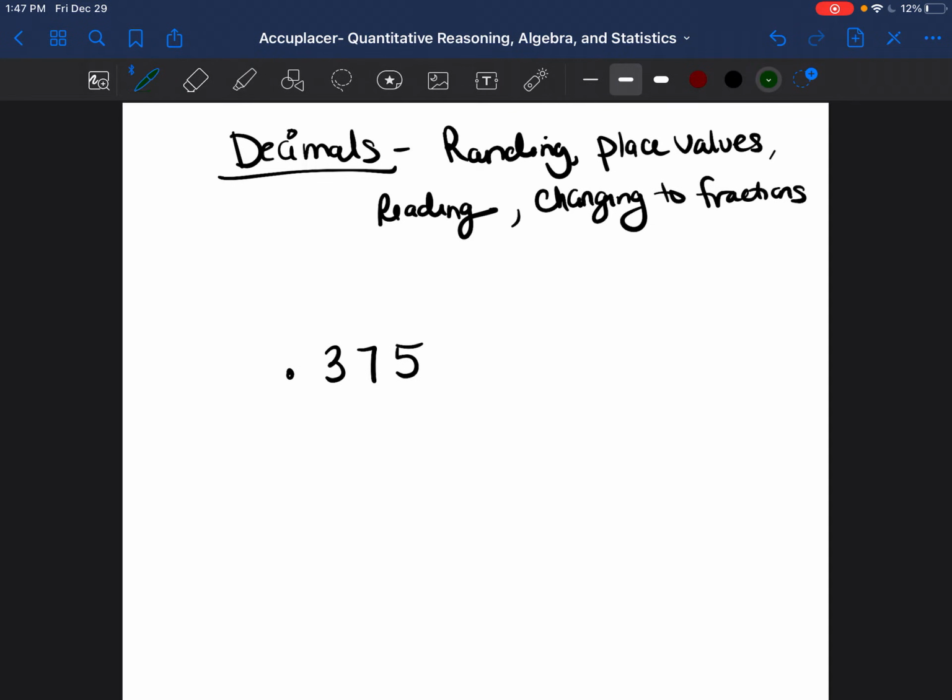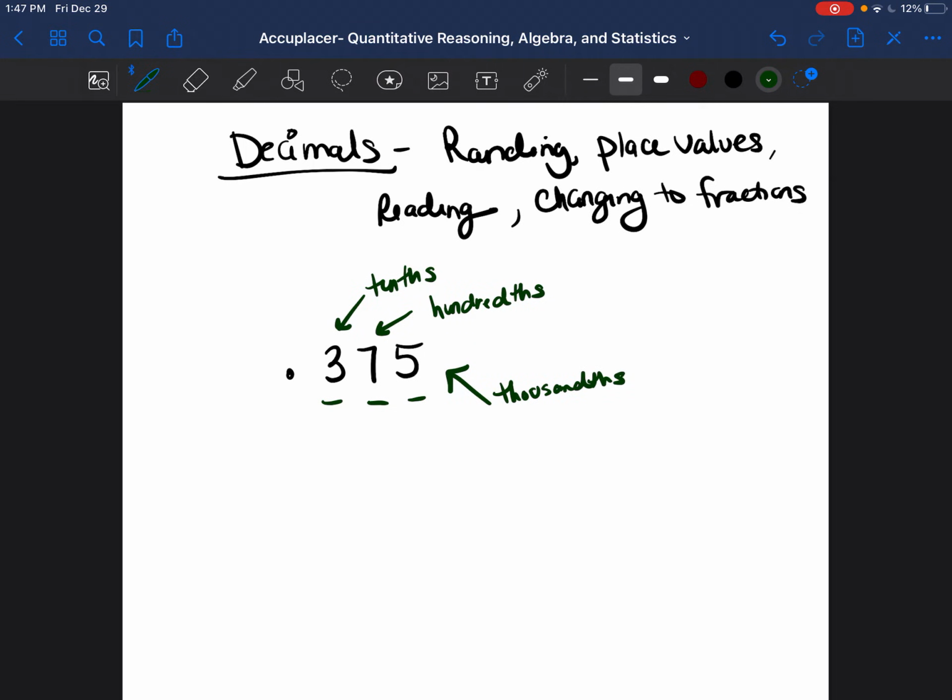0.375. Let's talk about place values first. So place values just mean what is the value of each digit when you write it in this order. So next to the 3, I want you to write tenths. Put an arrow to the 7, that's the hundredths. And the 5 is in the thousandths place.